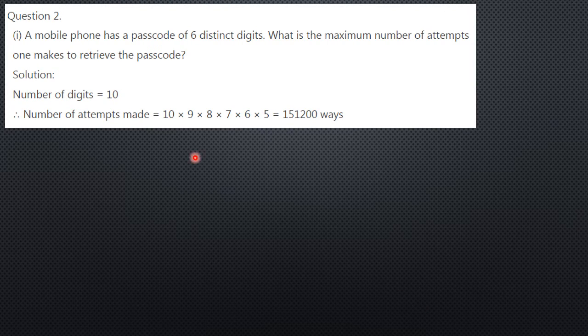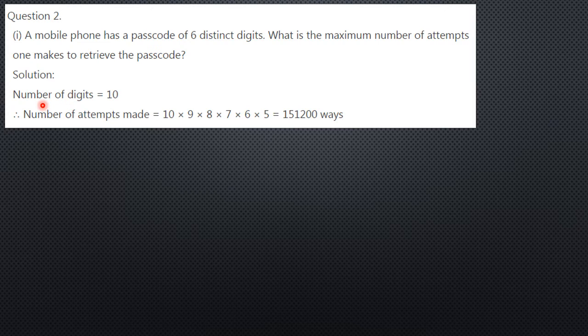Problem number 2. A mobile phone has a passcode of 6 digits. The 6 digits are different. What is the maximum number of attempts one can make to retrieve the passcode?